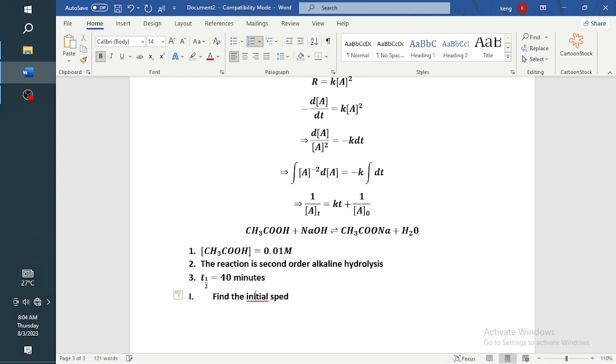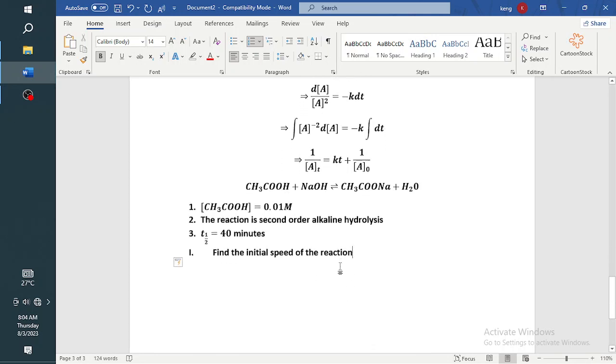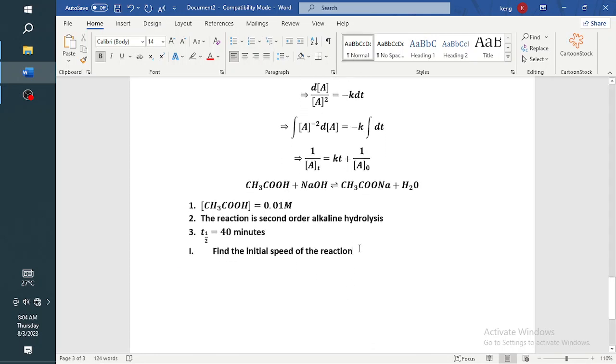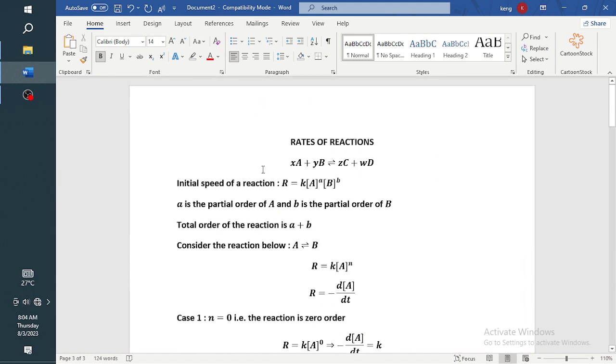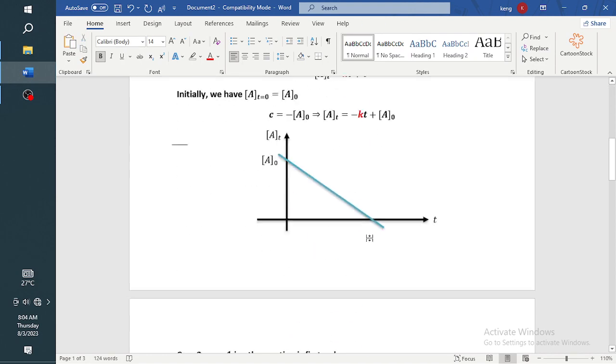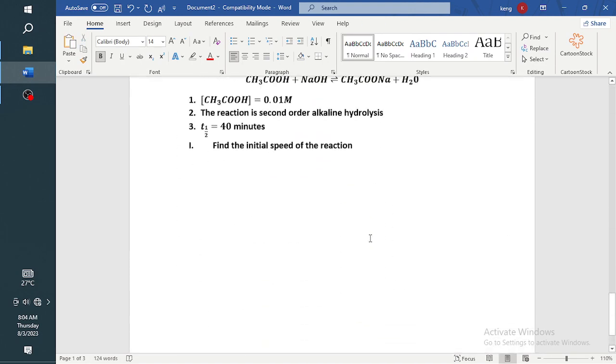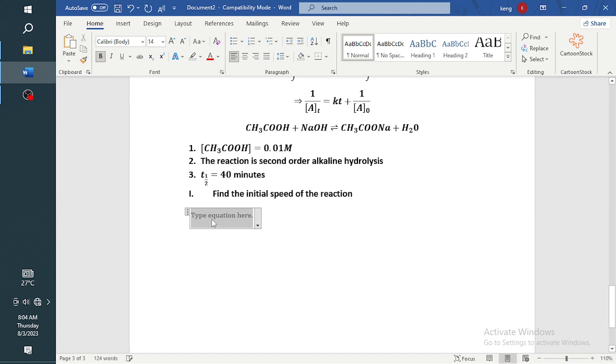Find the initial speed of the reaction. Okay, so that is what I began with in this video. Initial speed, I said, is just the rate of the reaction initially. So the initial speed of a reaction is a reaction rate.